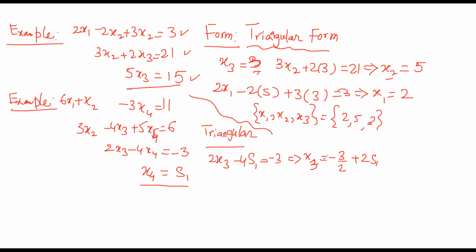Next, we can back substitute this value of x3 and x4 into this equation. So it will be 3x2 minus 4x3.